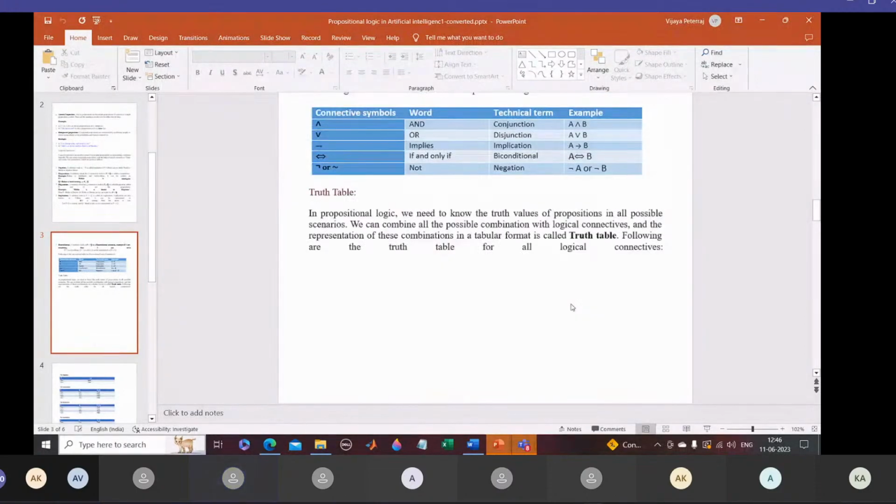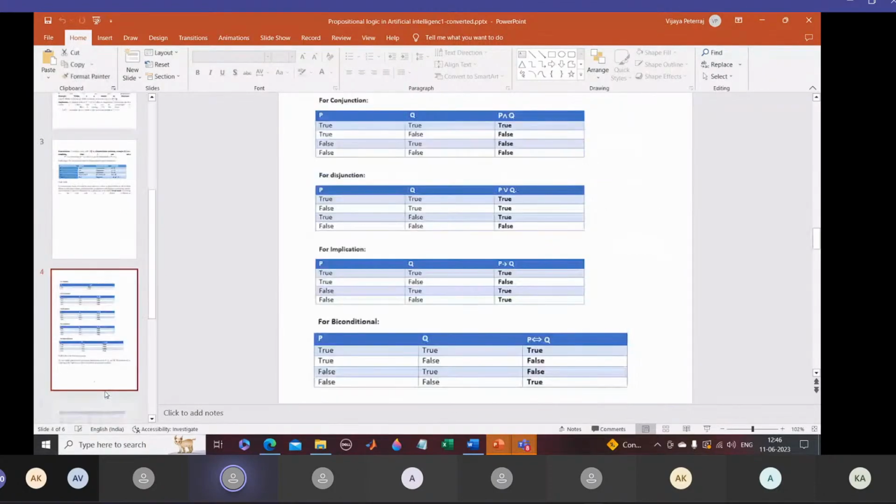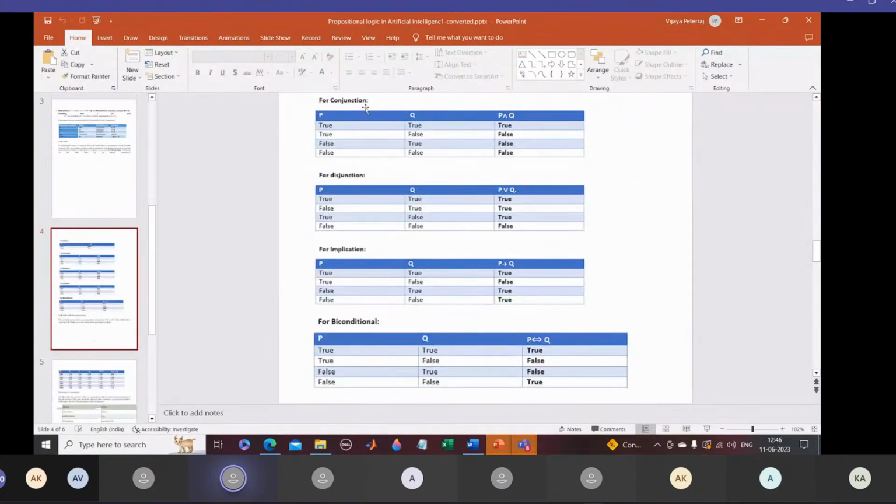So all the actions are based on how to achieve the goal. These are the technical terms used for connecting symbols. Next is a truth table for your goal-based agent: what combination of inputs you will be getting, what output you will be getting. If you put the goal there instead of the condition, then it is for your goal-based agent.